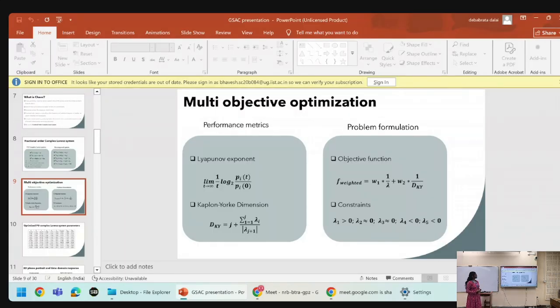The weighted function should be minimized, which is why I have taken the inverse, 1 by lambda and decay. So this will be minimized to get the maximum value.